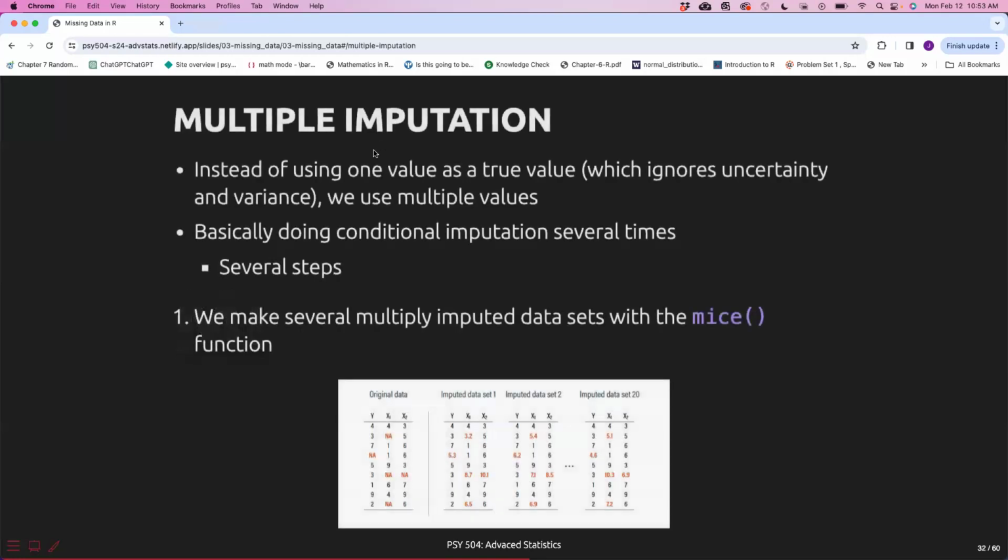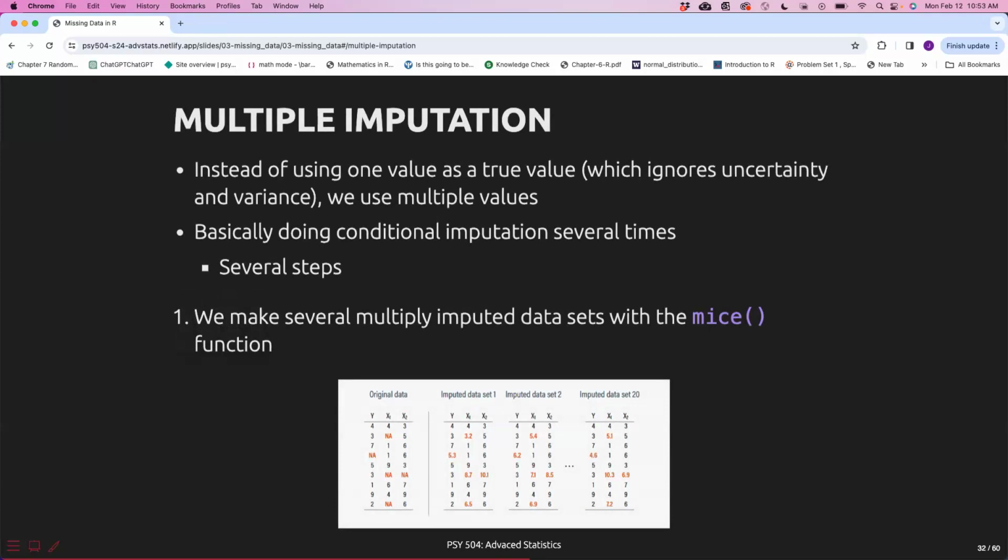These are popular single imputation methods, but really the state of the art in missing data analysis is multiple imputation. We really don't use single imputation methods anymore. What we should really be using is multiple imputation. With single imputation methods, we're only replacing the NA with one value, as if that's the true value. That ignores uncertainty and variance. What multiple imputation does is it uses multiple values. In a nutshell, multiple imputation is just conditional imputation, regression, done several times.